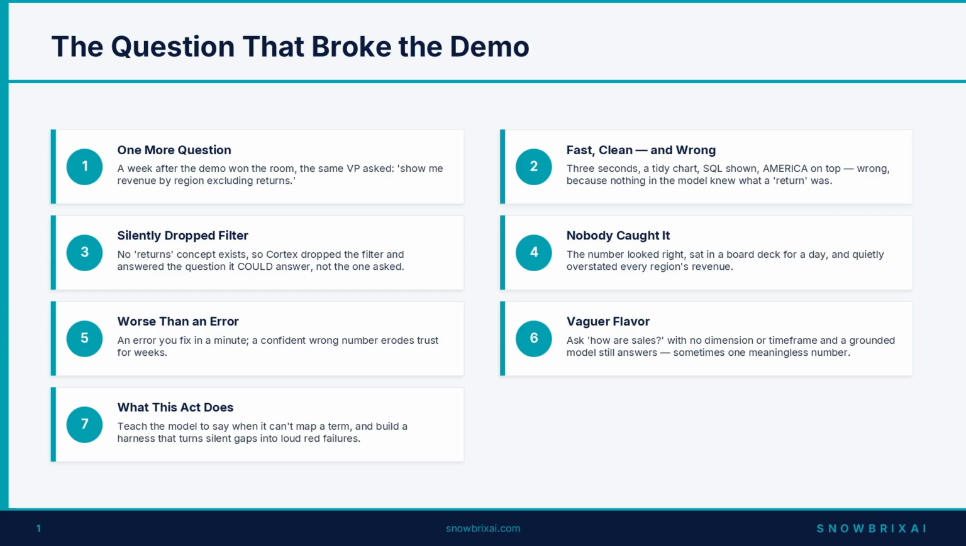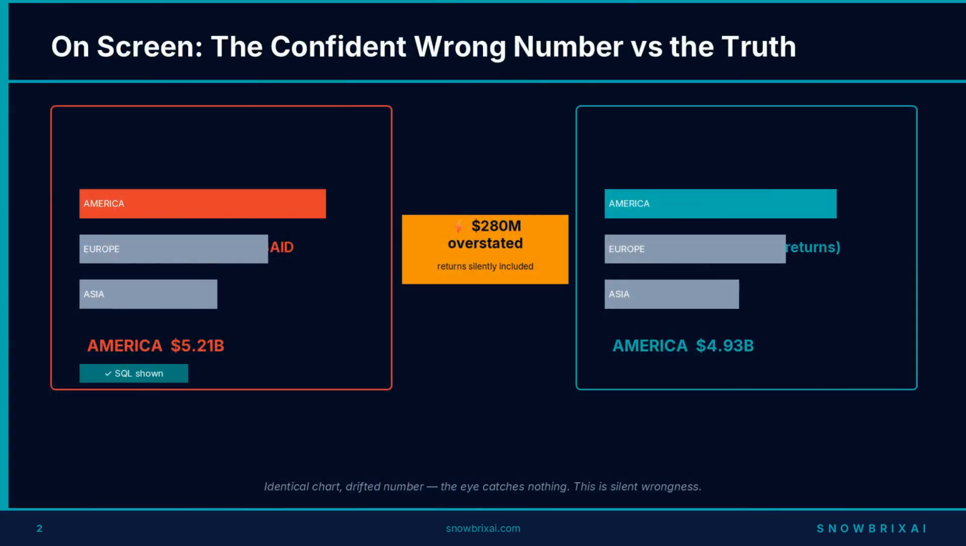And that is the trap. An error you fix in a minute. A confident wrong number erodes trust for weeks. Look at these two side by side. On the left, what the app said: America, $5.21 billion. On the right, the truth net of returns: America, $4.93 billion. That gap is $280 million. Overstated and nobody flagged it.